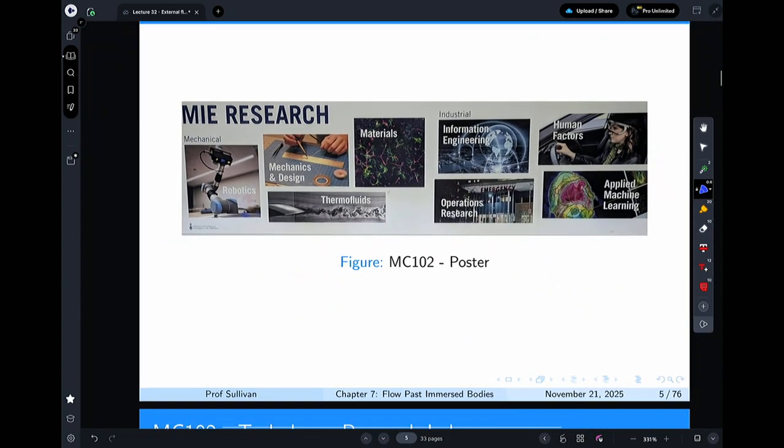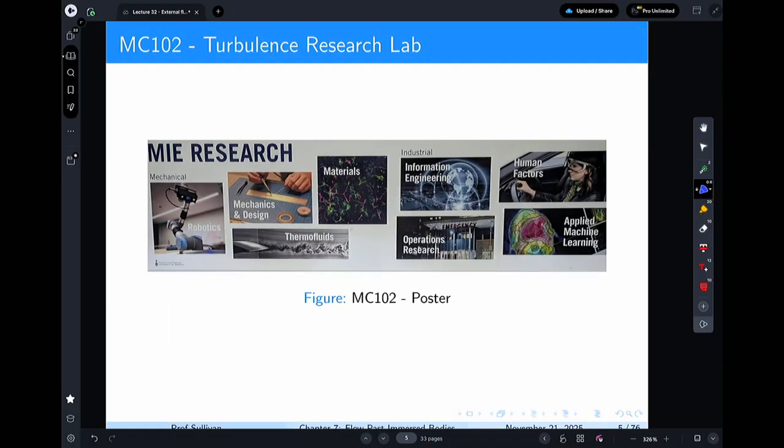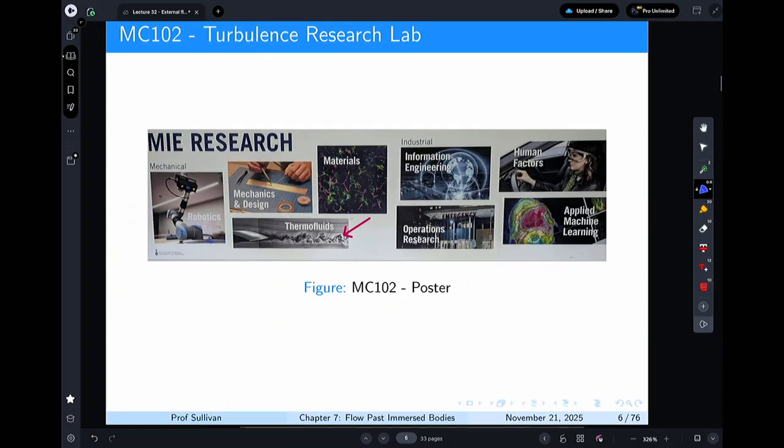Since I am a shameless self-promoter, as you go into MC 102 and you see that large research poster with all of the activities done in MIE, you'll notice in the bottom a really nice flow visualization. That's me. Thank you. That was done by a PhD student of mine, Mark Firo, about 5-10 years ago. It's looking at flow past an airfoil, a NACA 0025.